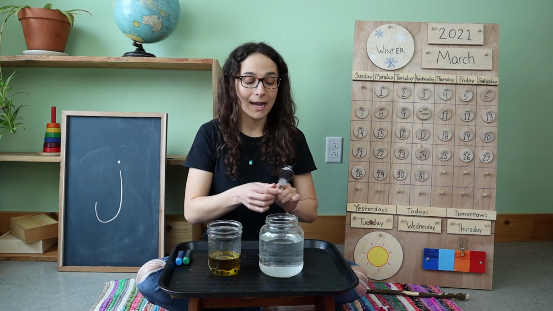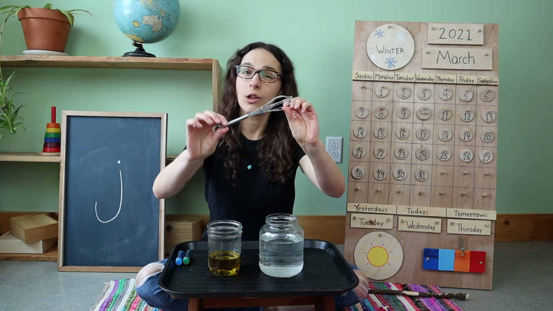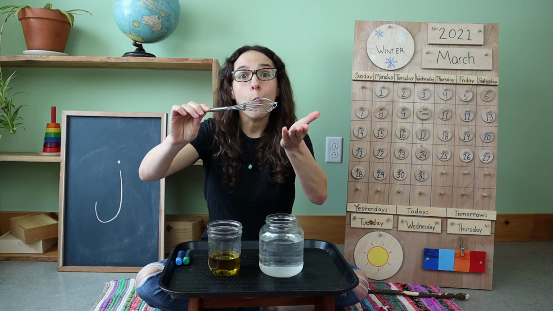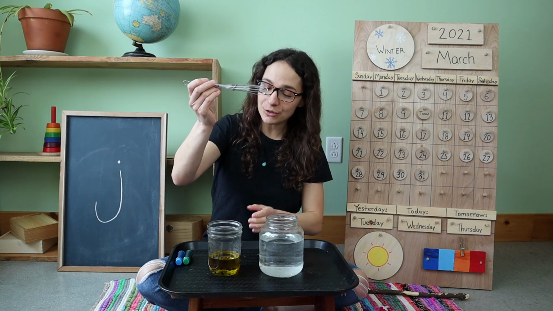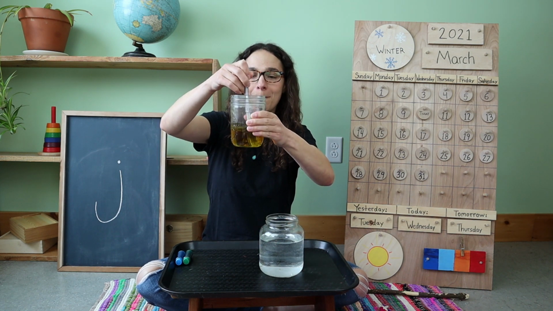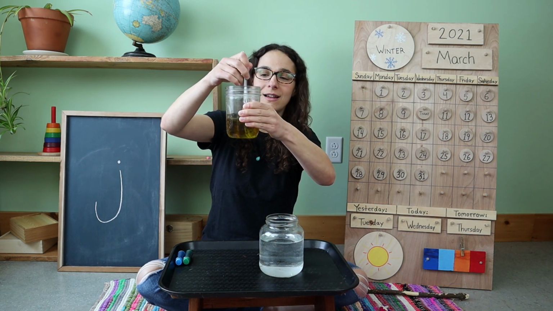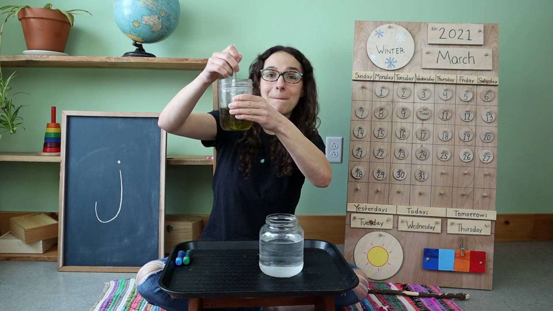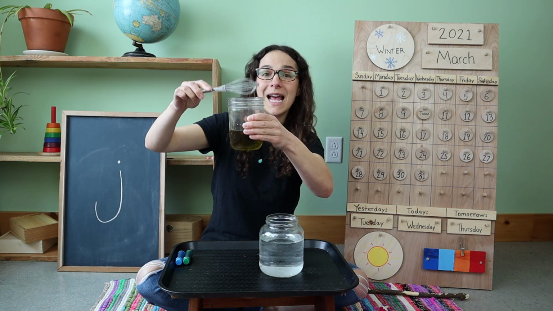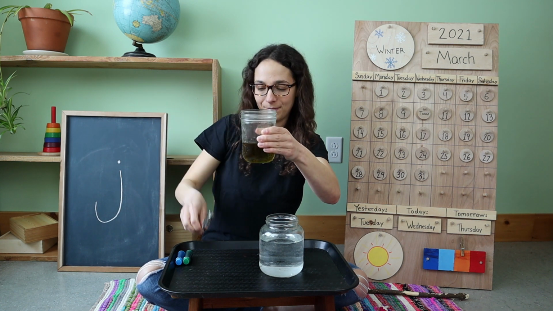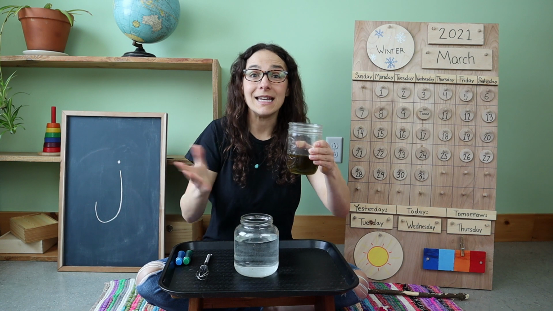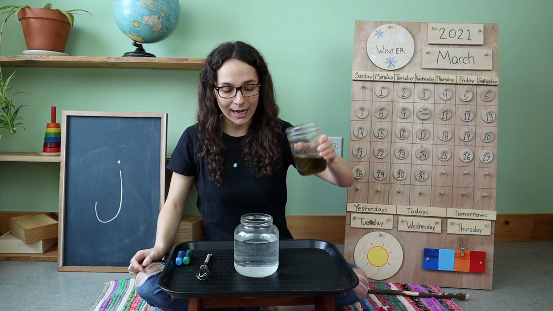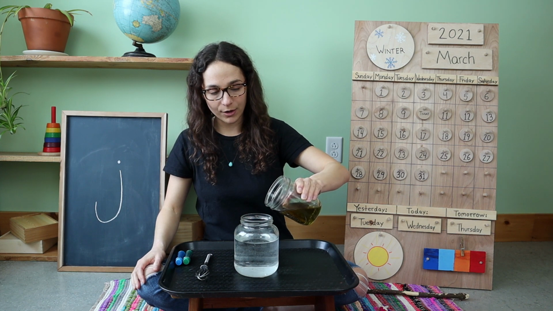The next step is to use this tool. Do you remember what kitchen tool this is called? A whisk. You're right. I use my whisk and I'm going to mix the food coloring into the olive oil like this. Mix it up. Tap, tap, tap, tap, tap. And the next step is to pour the olive oil and the food coloring into the big jar of water.